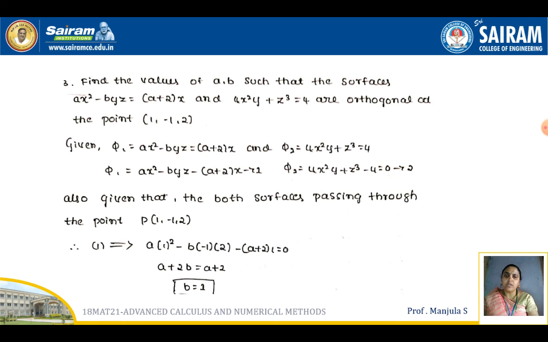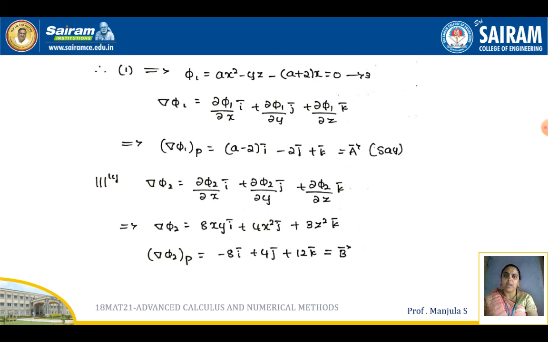So given two surfaces, we take them as phi 1 and phi 2. Phi 1 is ax square minus byz minus a plus 2 into x, and phi 2 is 4x square y plus z cube minus 4. Now the given point 1, minus 1, 2, you substitute in the first equation. On simplification we get the value of b is 1. So two values we have to find, and the value of b we got. Now we have to find the value of a.